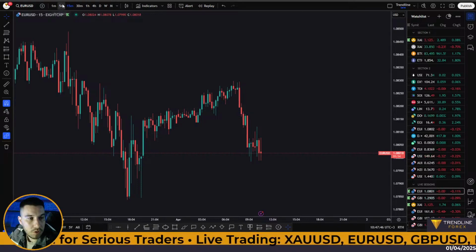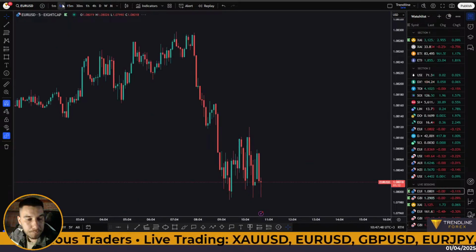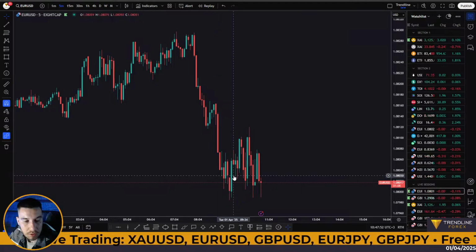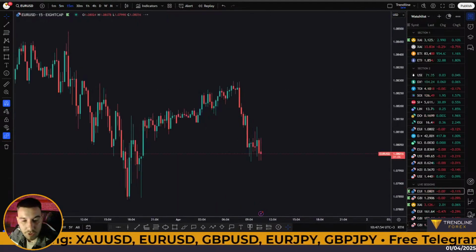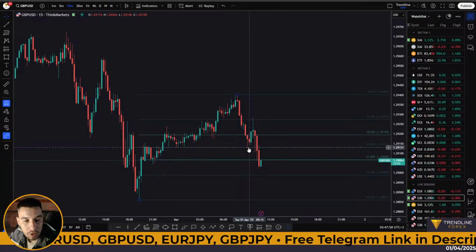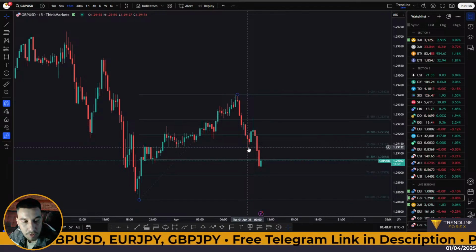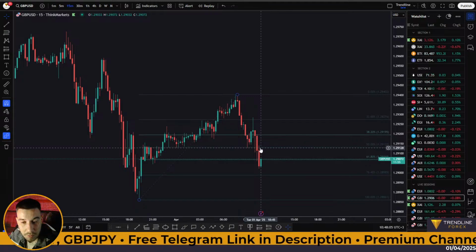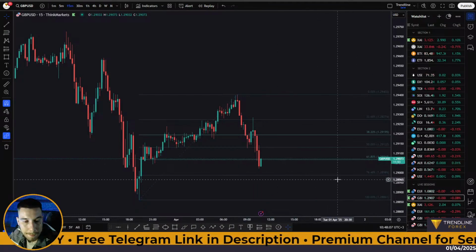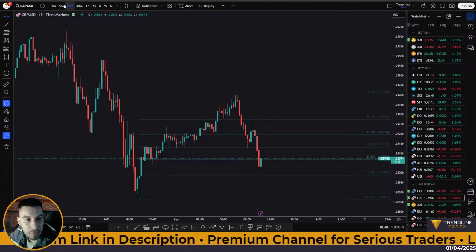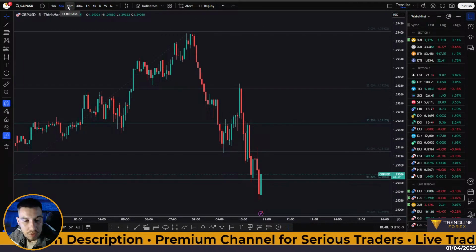So what's going on with euro dollar? Not doing much, to be honest. Just trading sideways. At least we've got some movement here on pound dollar, even though it's a bearish move. I do like when price is actually moving. So yeah, watch around the 61.8 level right here. Let's see.